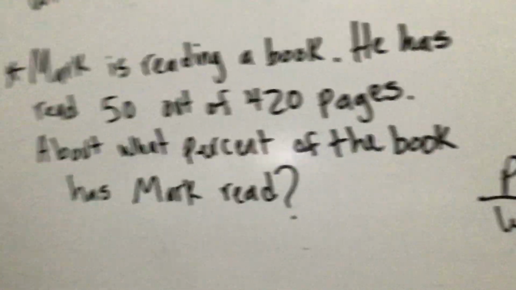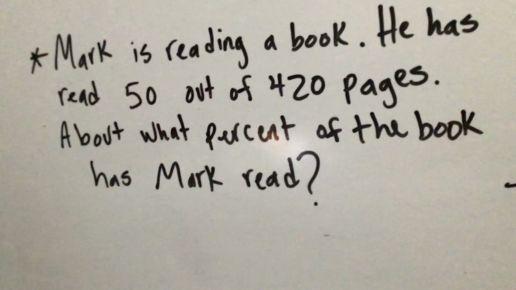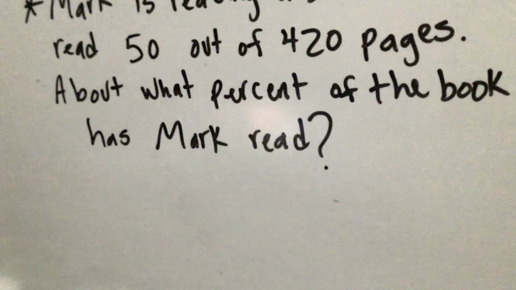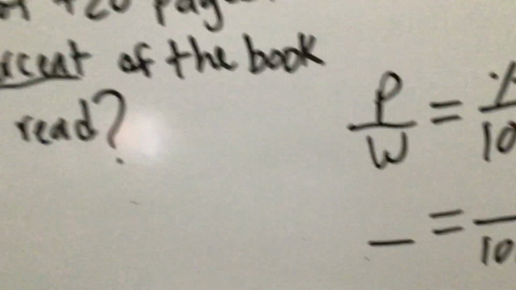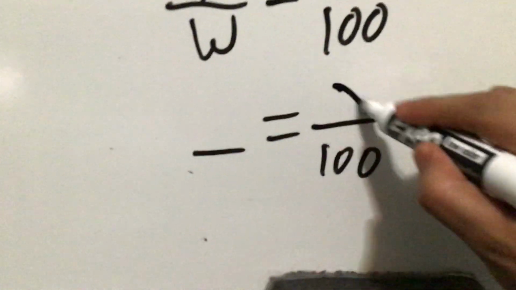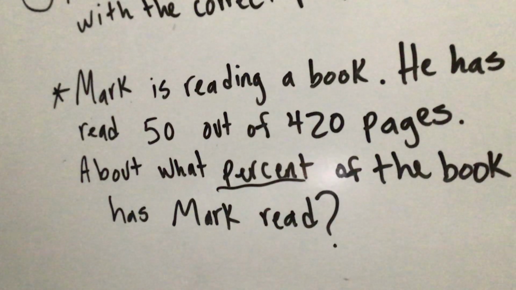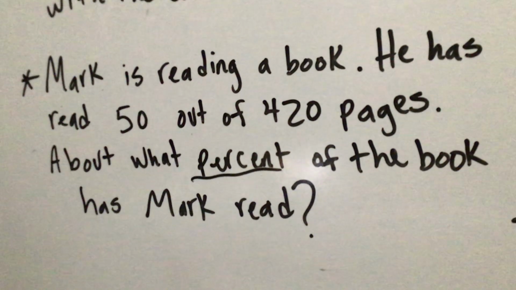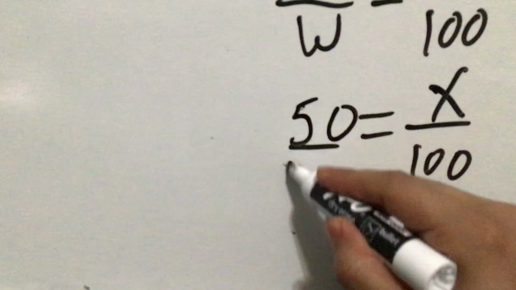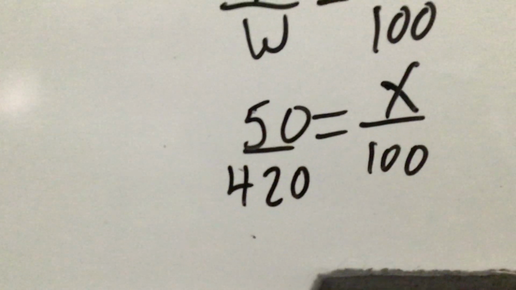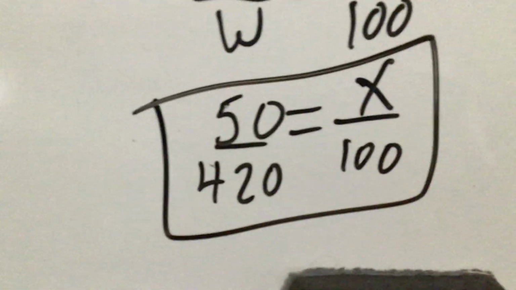Mark is reading a book. He has read 50 out of 420 pages. About what percent of the book has he read? About what percent. So there we go, that's what we're looking for. So we are looking for the percent, therefore they're not giving it to you. Now, it says that he has read 50 out of 420 pages. So 50 will be the part that he has read, and 420 is the total book, which he has not completed yet. So this is the correct proportion.